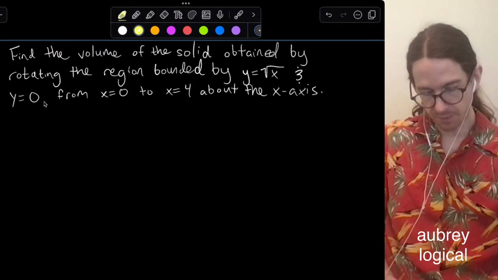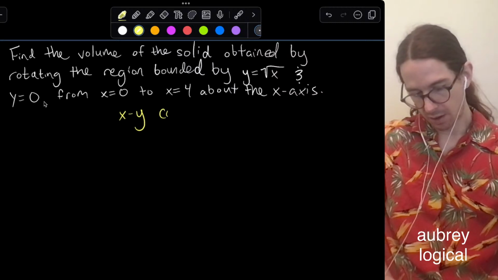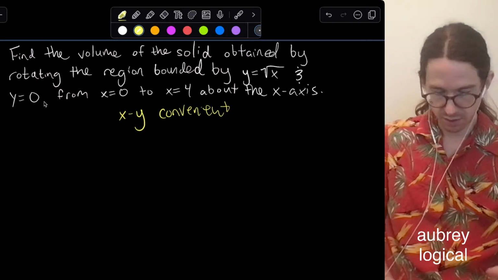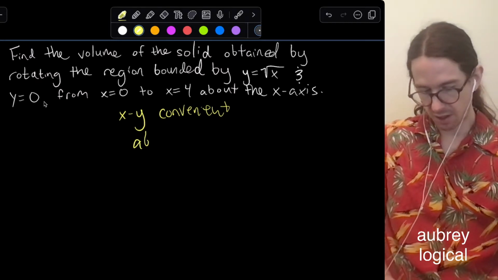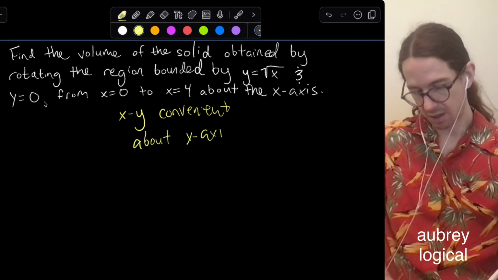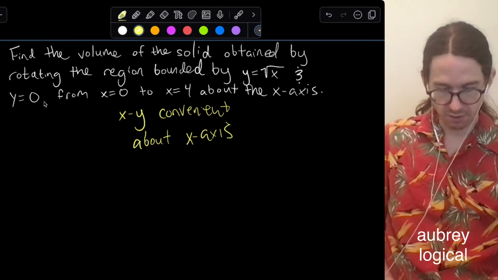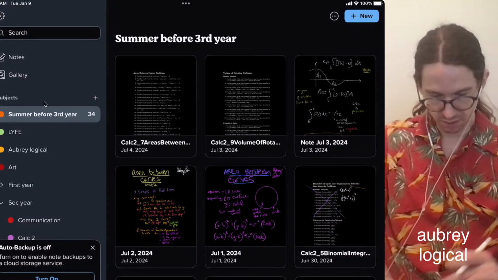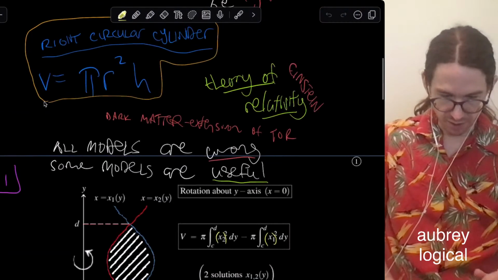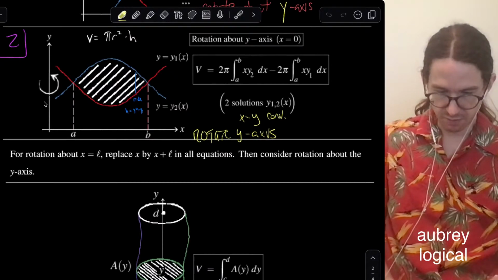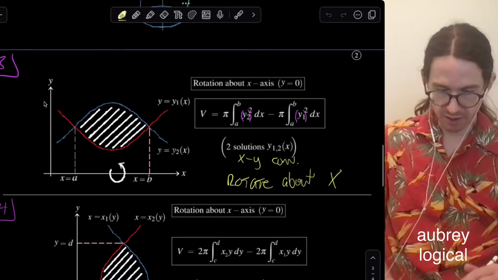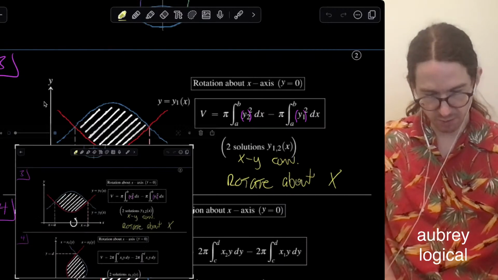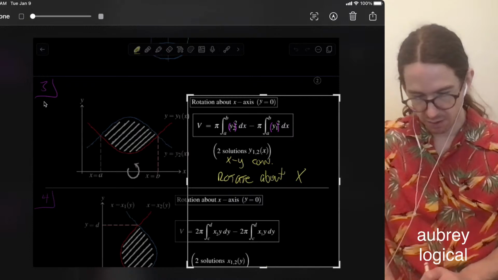So, since we know that we're xy convenient, and we also know that we're rotating about the x-axis, we're going to go to our handy-dandy formulas sheet, and we're going to find the one that matches. Okay, so we have xy convenient rotated about the x-axis. So let me just grab this and bring it into our project.